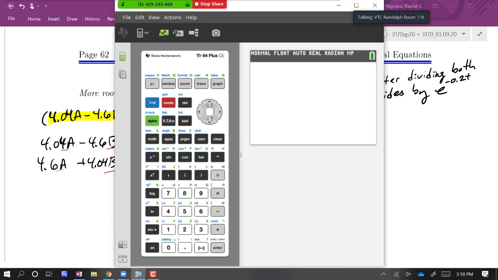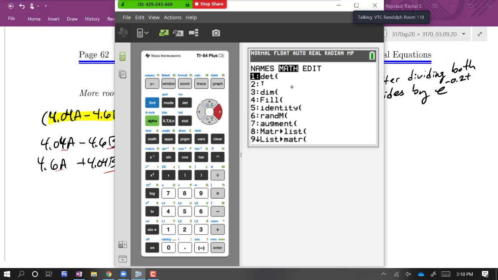So now I'm back at home. I'm going to hit call matrix, and now I'm going to do some math. I'm going to use the arrow key, call up the math, and scroll down quite a ways.